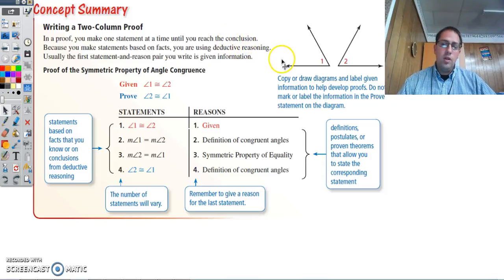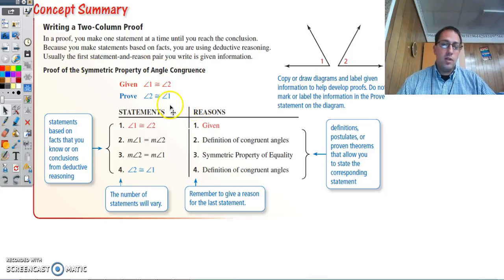So here what we have is a summary of two-column proofs and how they work. You start off with some information that you're given. A lot of times with geometric proofs, you'll also have a picture right there. If not, you'll have some information and you may have to draw your own picture. But you start off with some information that's given. That's where you start. And they're going to give you something to prove. That's where you end up. So you've got a starting point and an ending point, and you have to figure out how to get from here to there. And what we're doing here is proving the symmetric property of angle congruence.